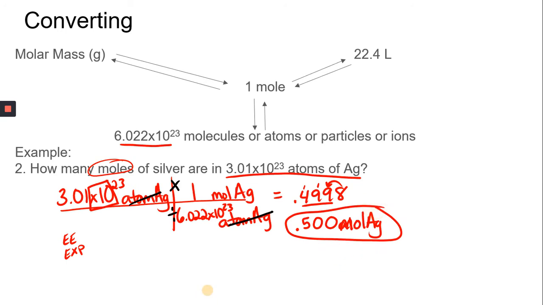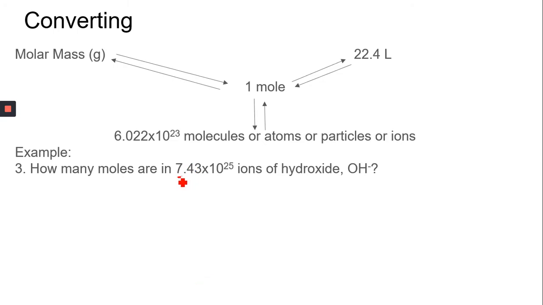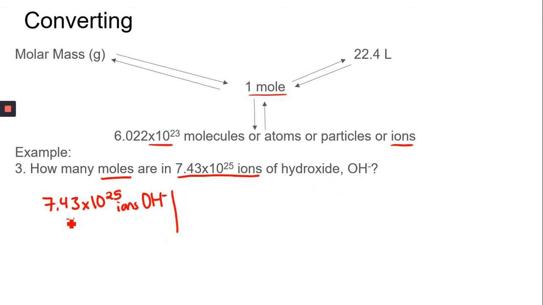Let's try another one. Here we're starting with ions and going to mole. So we're starting down here at Avogadro's number, and we're trying to go to 1 mole. We're using this conversion again. So 7.43 times 10 to the 25th ions hydroxide. Notice that it's telling you what it is because we haven't talked about formulas yet. We're bringing the unit and the substance to the bottom.